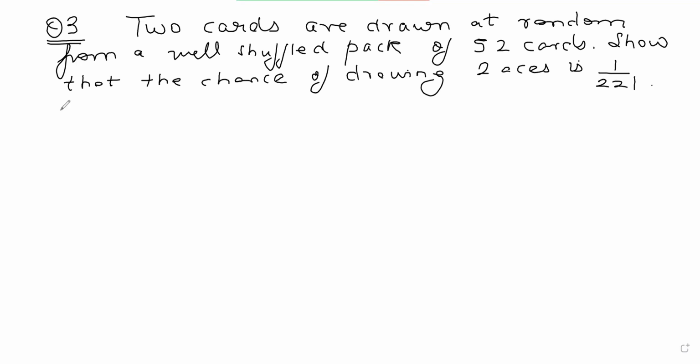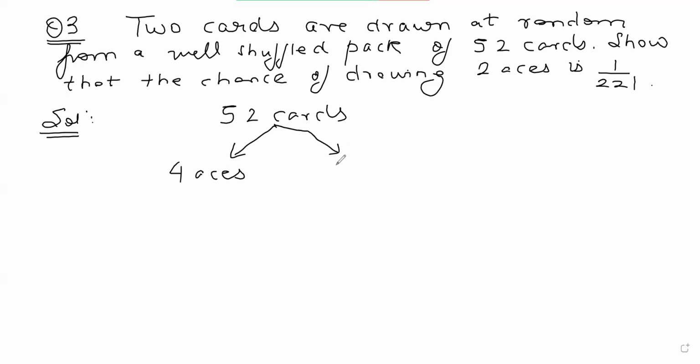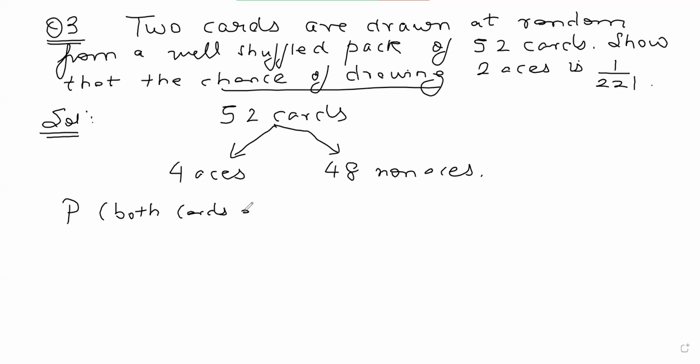Okay, so very simple. In a pack of 52 cards, students, how many aces do we have? All of us know we have 4 aces. How many non-aces are there? The remaining 48 are non-aces. What is the probability that both the cards are aces? The chance of drawing two aces. And this is happening without replacement. We are assuming that the cards are drawn without replacement.